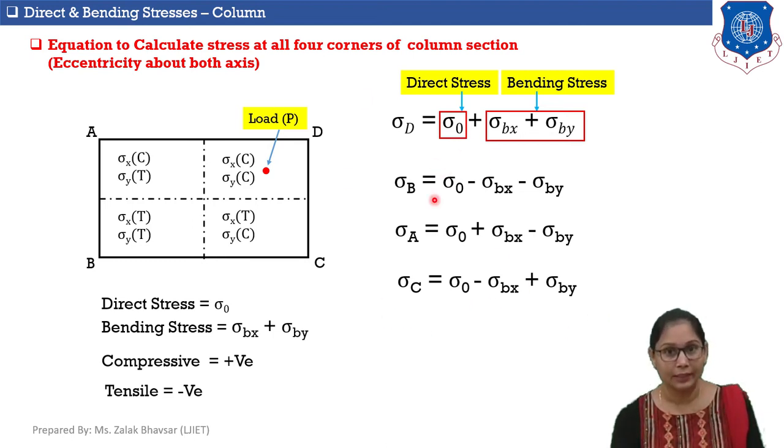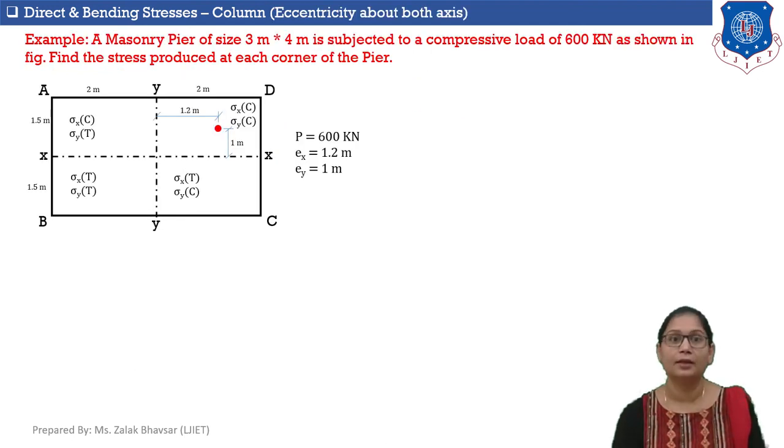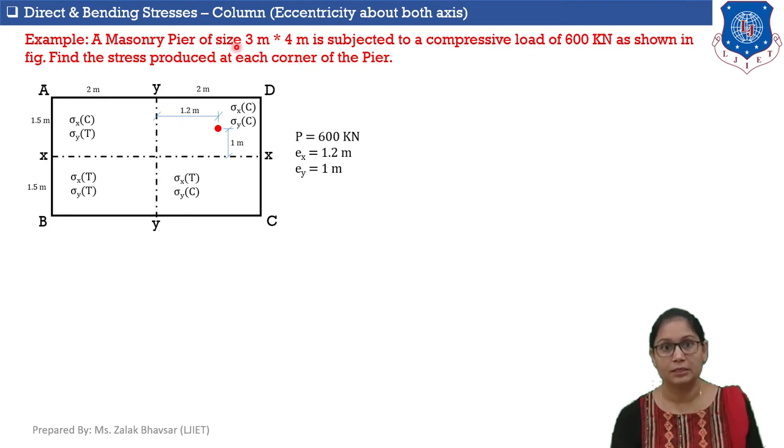So these are the equations that we will use to solve our numerical to calculate stresses at all four corners of the column section, which is eccentrically loaded about both the axes. Okay, so let's calculate one numerical. Here, a masonry pier of size 3 meter by 4 meter is subjected to compressive load of 600 kilonewton as shown in the figure. So figure is already given, and the column section is subjected to compressive load P, which is 600 kilonewton. Okay, the load is in first quadrant.